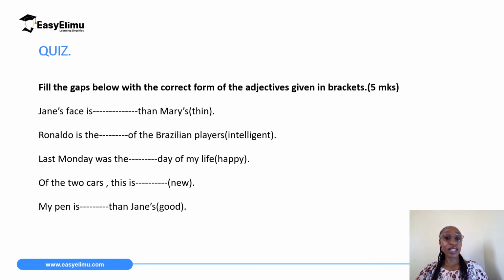This means that we are comparing two things, or pens that belong to two people. So we are being asked about the comparative. And then the adjective is good. So good is one of the exceptions. You can't say gooder, so you say better. So my pen is better than Jane's.